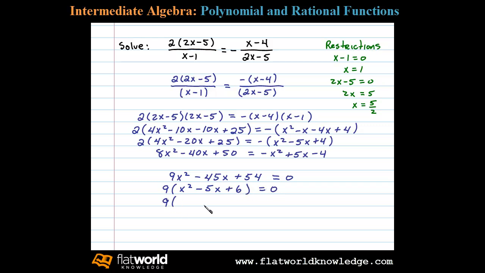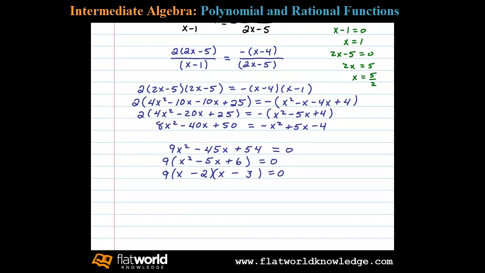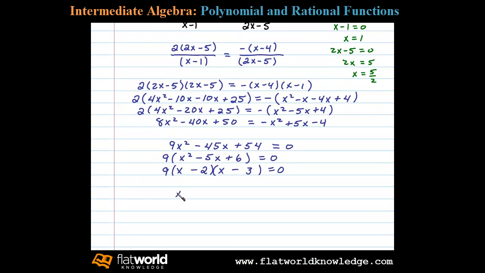Factoring further, x squared factors x times x. 6 factors 2 times 3. 2x and 3x add up to negative 5x if they're both negative, and then negative 2 times negative 3 is positive 6. Okay, so at this point we set each variable factor equal to 0. So x minus 2 equals 0 or x minus 3 equals 0. And that tells me my two solutions are x equals 2 or x equals 3.